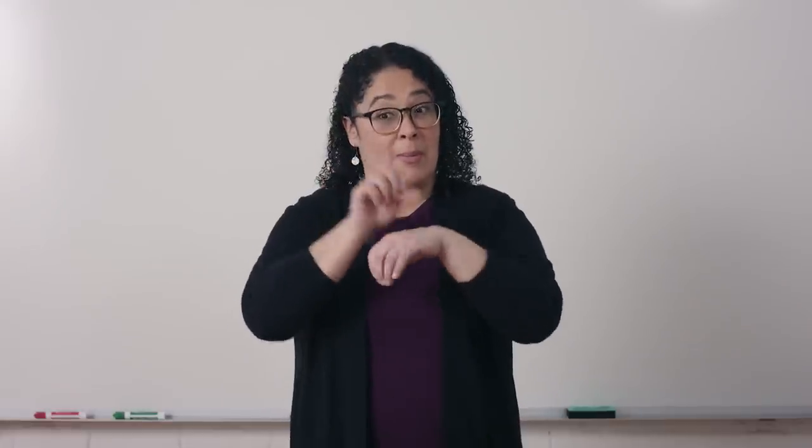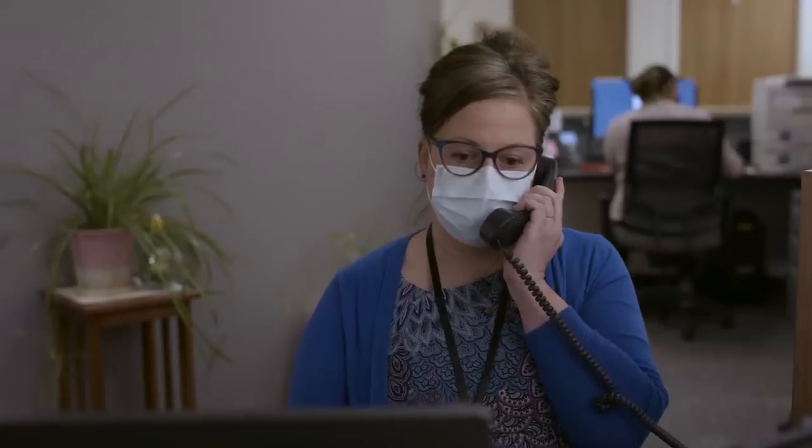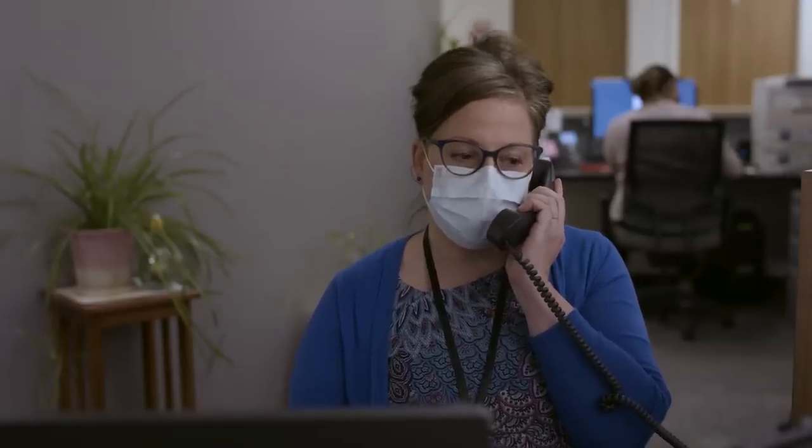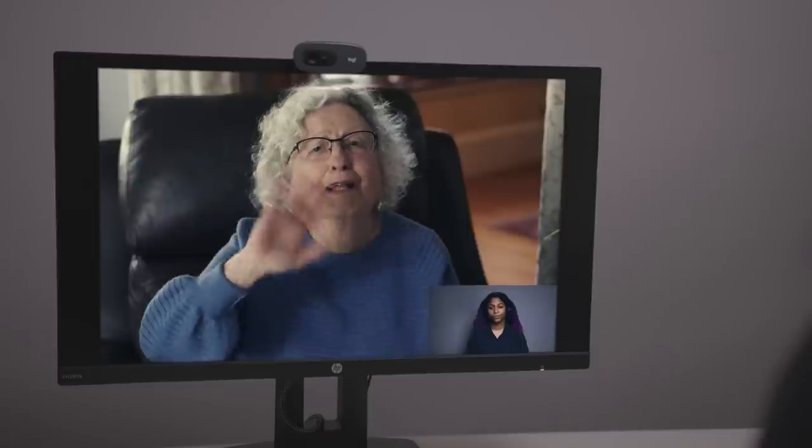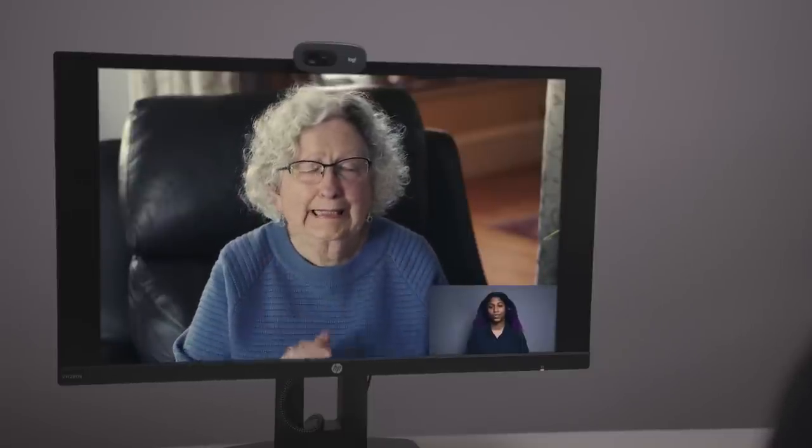After the appointment, check in with the patient. Office staff should either message the patient through the online patient portal or call the patient directly to ask if they would like to work with the same interpreter again.